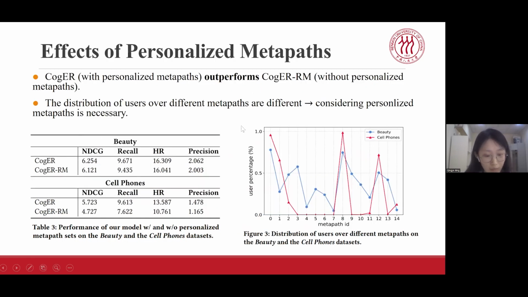To study the effects of the personalized metapaths, we evaluate our model with and without personalized metapaths. The results are in the left table. We notice that Cogger outperforms Cogger RM on both datasets. This shows that personalized metapaths filter out the less helpful metapaths for different users. And we also show the distribution of users over different metapaths in the right figure. We notice that the distributions of users over different metapaths are different. Hence, considering personalized metapaths is necessary during reasoning.